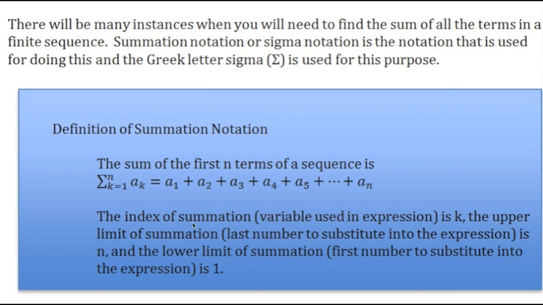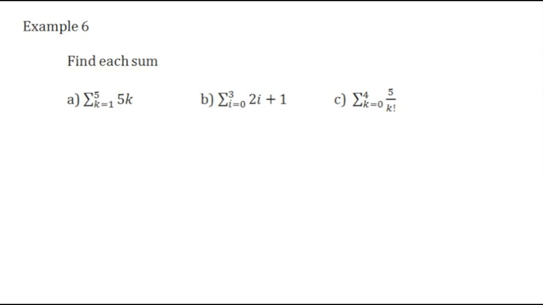The upper limit of summation, the last number to substitute in the expression, okay, is whatever it is up here. So let's say it's from 1 to 10. 10 would be the 10th term, and it would be a 10 right there. Okay. The lower limit, k equals 1 right here, that is showing you where you want to start. So it'll make a lot more sense when we go over here and look at an example.